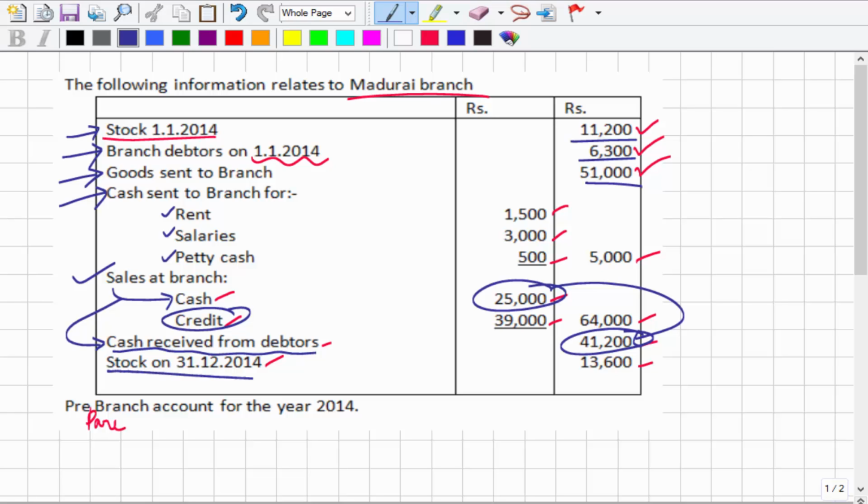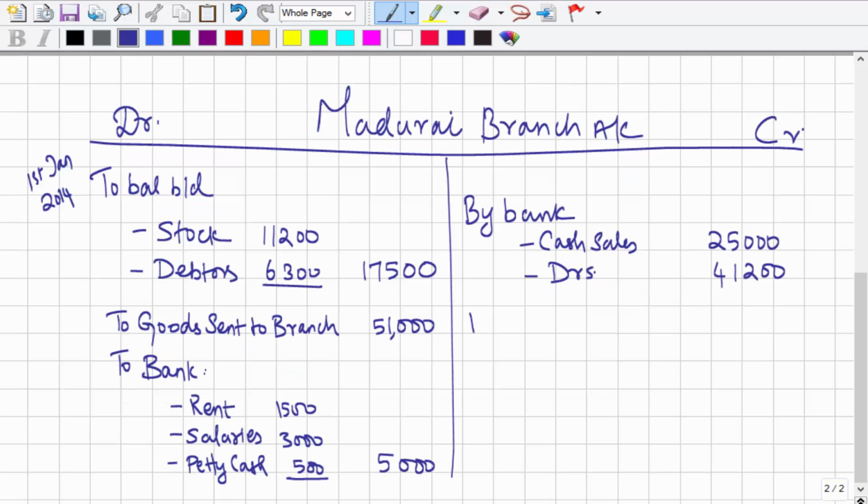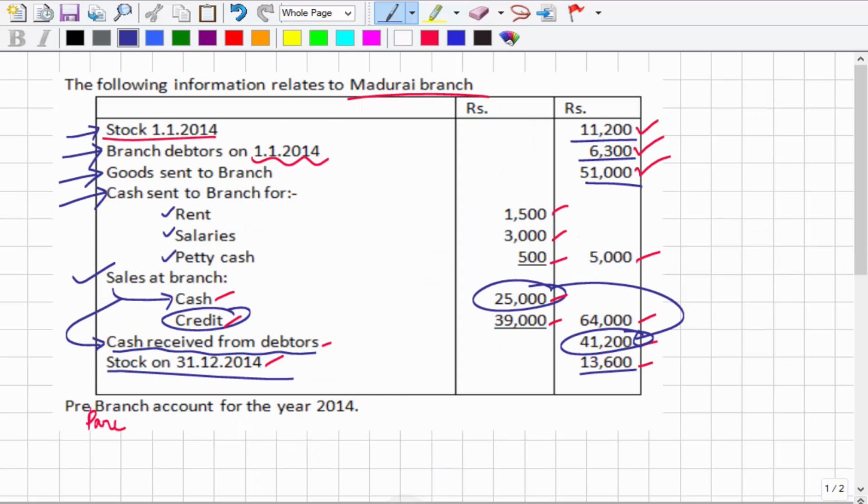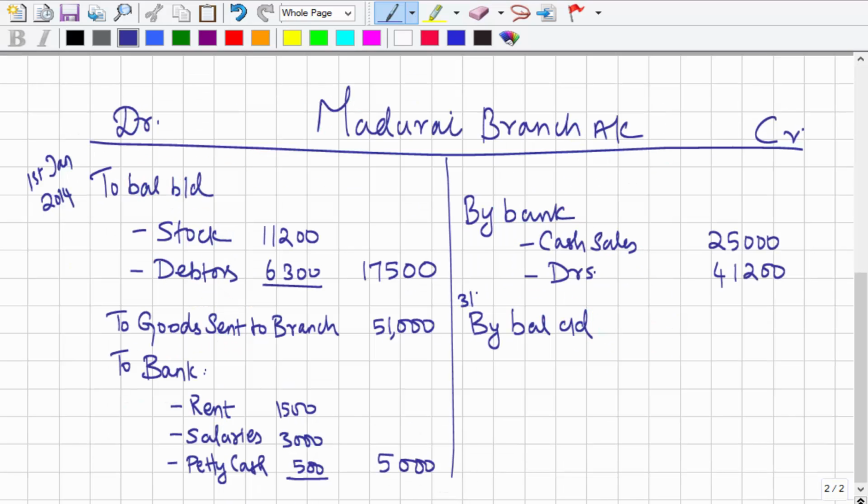Then we have closing stock on 31st December 2014, 13,600. So we'll capture that. By balance carry down. This is on, what is the date? The date is 31st December 2014. So on 31st December 2014, by balance carry down, there is a stock. What is the value of the stock? It is 13,600.